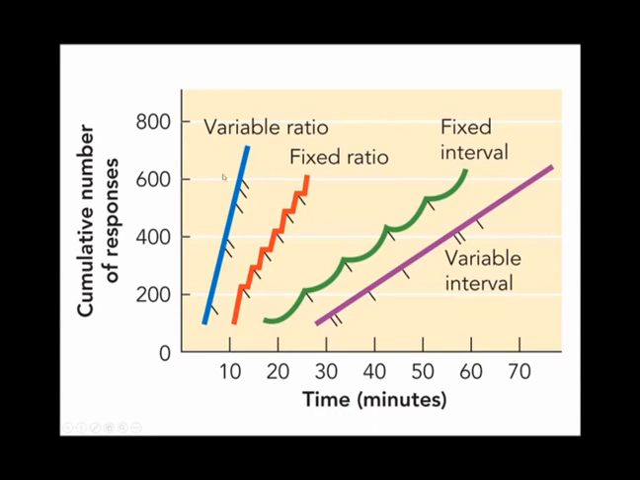If we want to jump to the other side of the graph, we're actually going to look at the other smooth line, the purple line here, and this is for our variable interval this time.